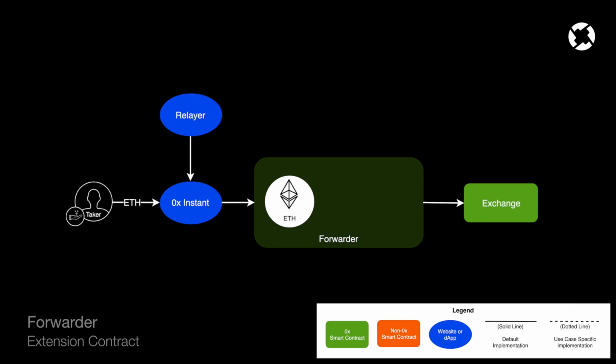So here we have a relayer who is providing orders to the 0x Instant front end, and then a taker will simply send Ether and a batch of orders to the forwarder contract through 0x Instant. The forwarder contract will take that Ether, convert it to wrapped Ether, and then make a trade on the exchange contract, which will then follow the regular flow of the 0x pipeline.